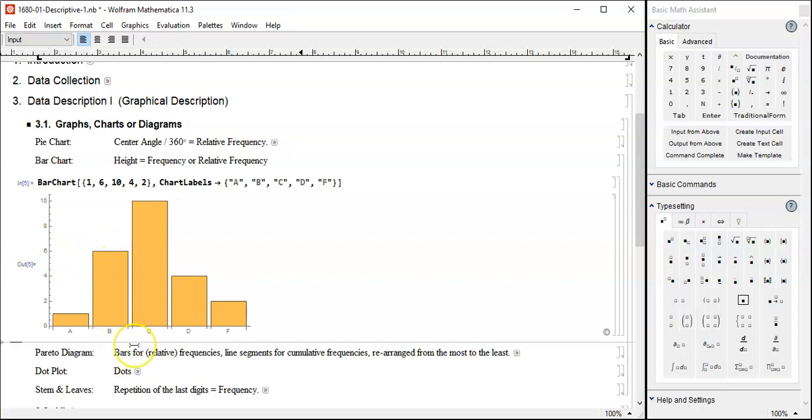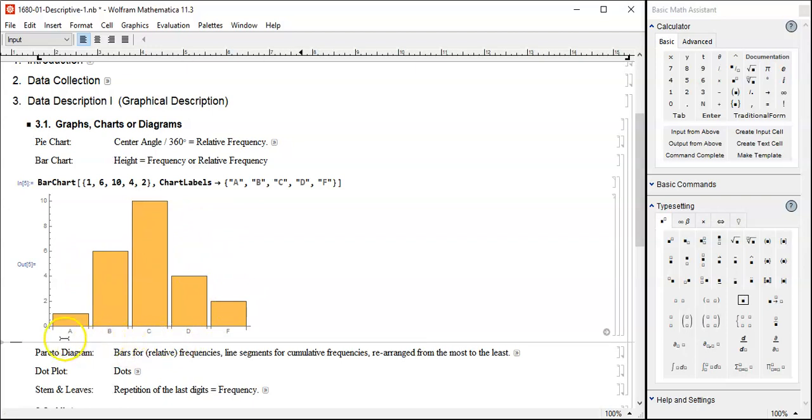But if I take relative frequency, you're going to see exactly the same picture. Only these numbers will change because it's a scaling issue. Multiply everything by 1/23. It's just a scaling. So you're going to get exactly the same picture.